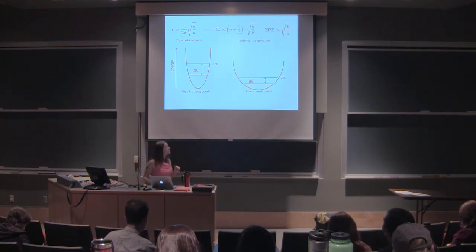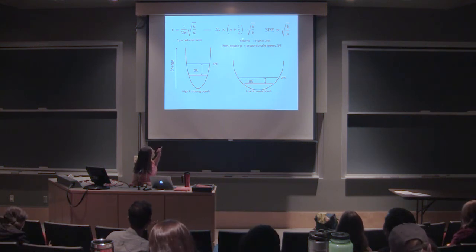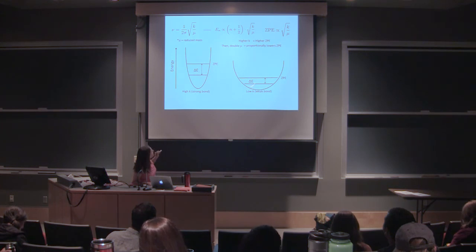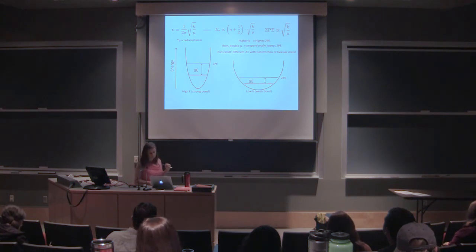OK, so the rules of thumb here: if you have a higher k, you're going to have a higher zero-point energy. If you're going to double the mass, so here we're both talking about doubling the mass, you're going to proportionally lower your zero-point energy, and so you can see mathematically where these predictions actually come from. The end result is you end up with different delta E's.